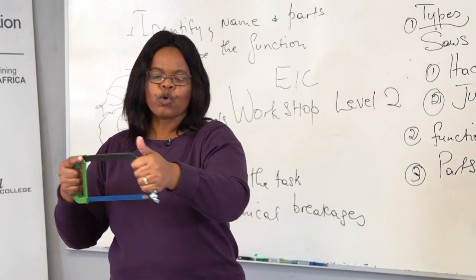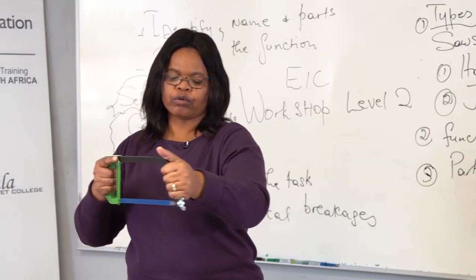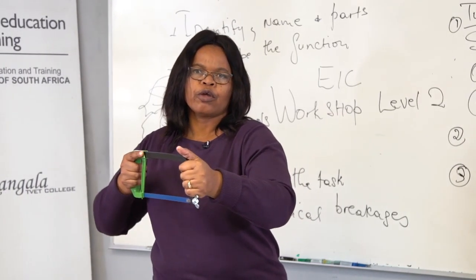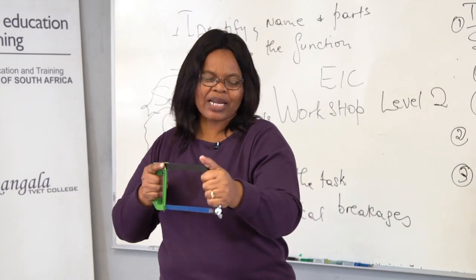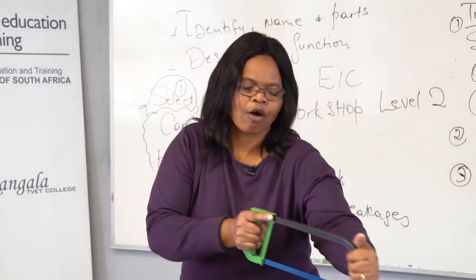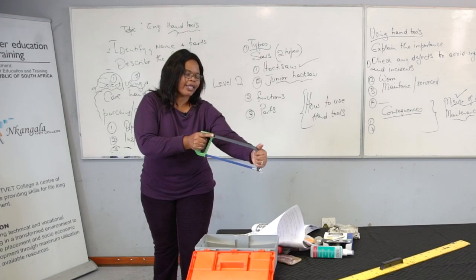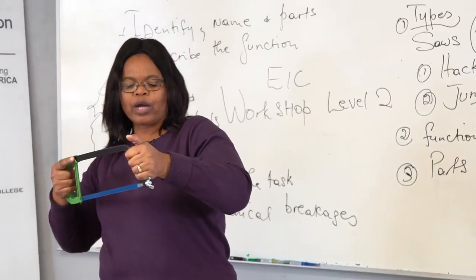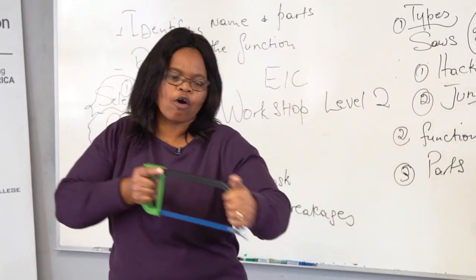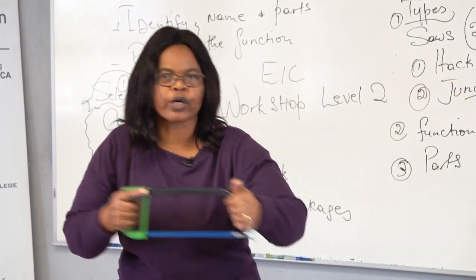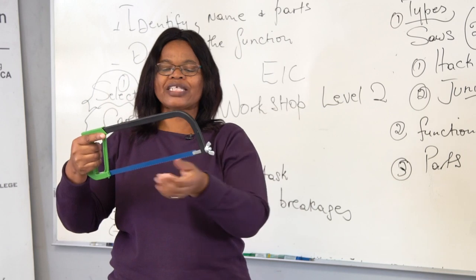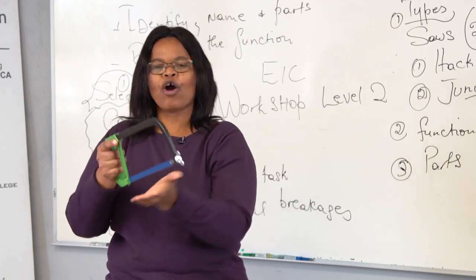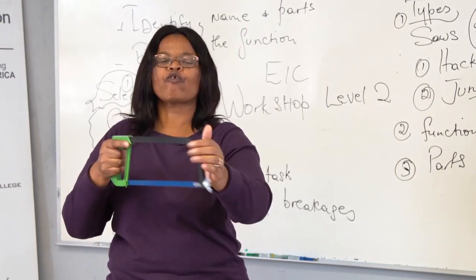Then you use the forward stroke. You put slight pressure on a forward stroke, and then you release when you move backward. Then again on a forward stroke, and then you release. You must also check the teeth of the blade. They must point away from the handle.